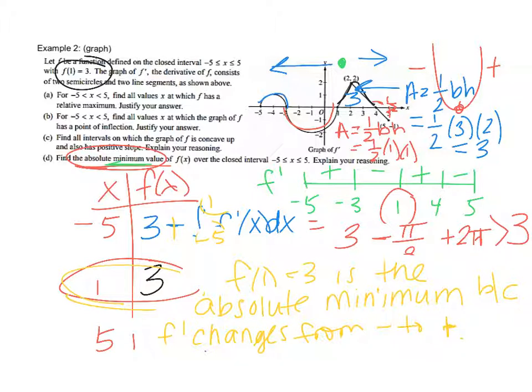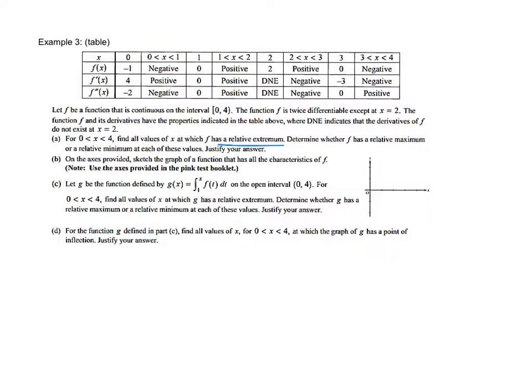So let f be a function that's continuous on the interval from 0 to 4. Notice that 4 is not included. The function f is twice differentiable, except at x equals 2. The function f and its derivatives have the properties indicated in the table above, where DNE indicates that the derivatives of f do not exist at x equals 2. For 0 to 4, that interval, find all values of x at which f has a relative extremum. Determine whether f has a relative maximum or relative minimum at each of these values.